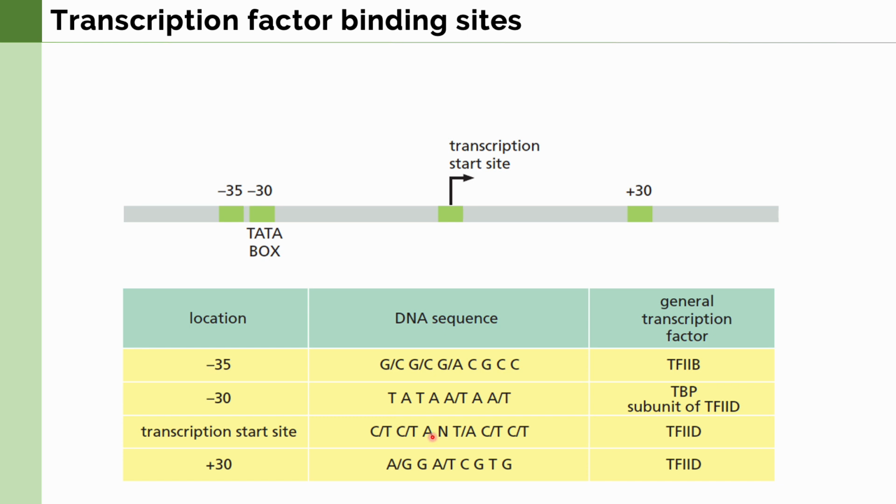Here we can see the different DNA sequences for these different transcription factor binding sites. In cases where we see a slash, this indicates that either of these 2 nucleotides can be placed in that sequence.